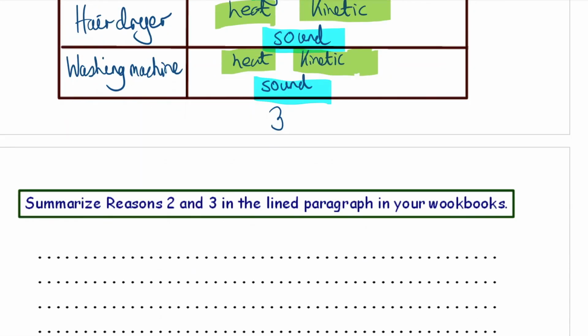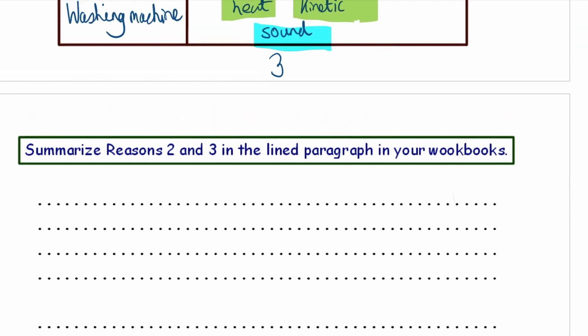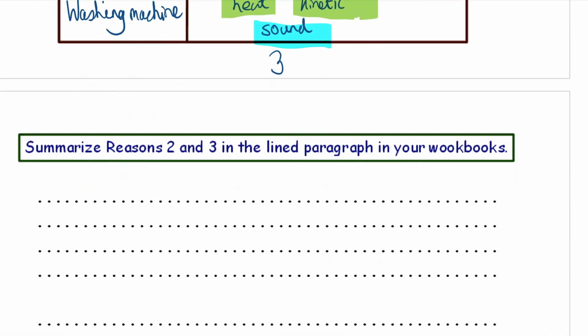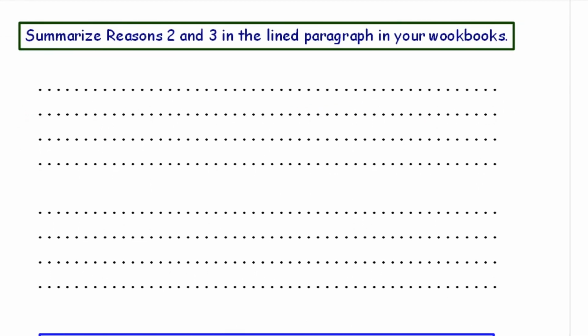If you turn on to the next page, it says summarise reasons 2 and 3 in the line paragraph. Remember, we just looked at reason 1, and the reason why electricity is so important is that we can turn it from one form into another. Now reason 2 and 3 I'm going to put up in the video now, but then I'd like you to turn that into your own words and to complete 2 paragraphs, writing down reason 2 here and reason 3 here.